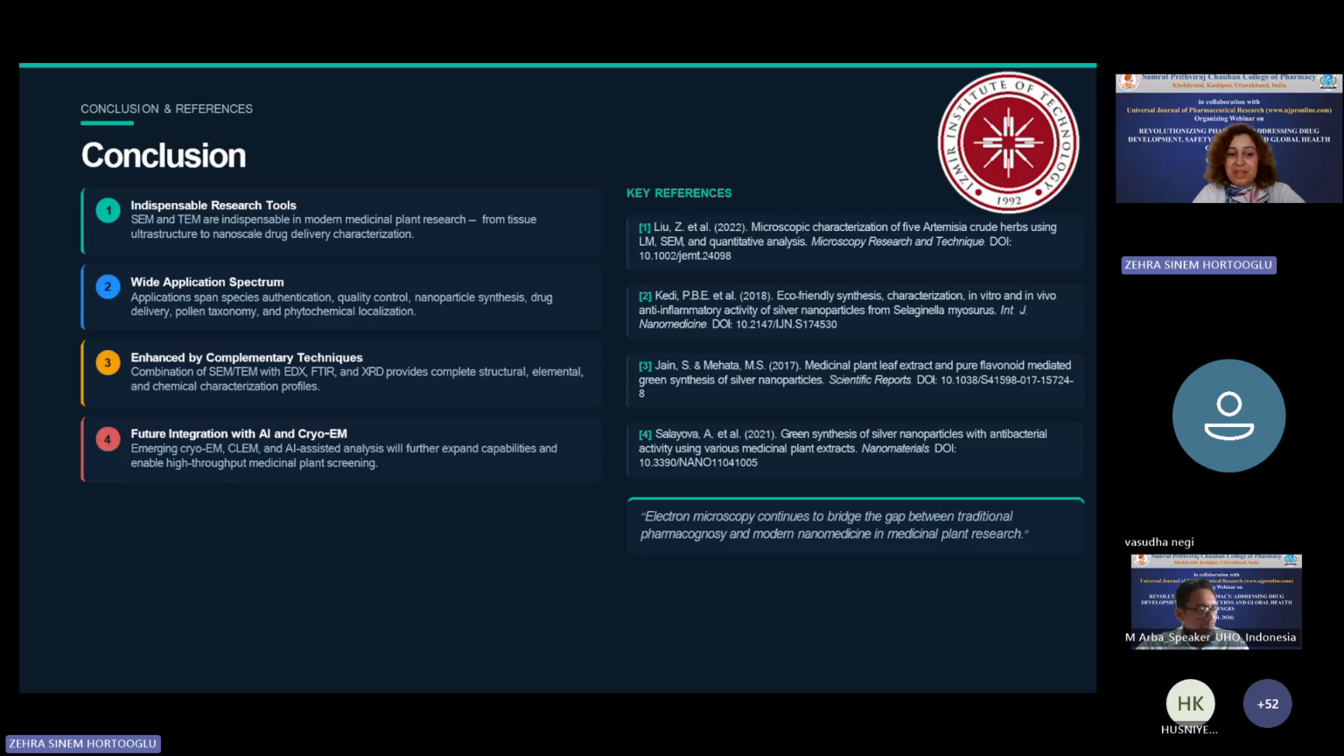Future integration with AI and cryo-electron microscopy: emerging cryo-electron microscopy, CLEM, and AI-assisted analysis will further expand capabilities and enable high-throughput medicinal plant screening. Electron microscopy continues to bridge the gap between traditional pharmacognosy and modern nanomedicine in medicinal plant research.